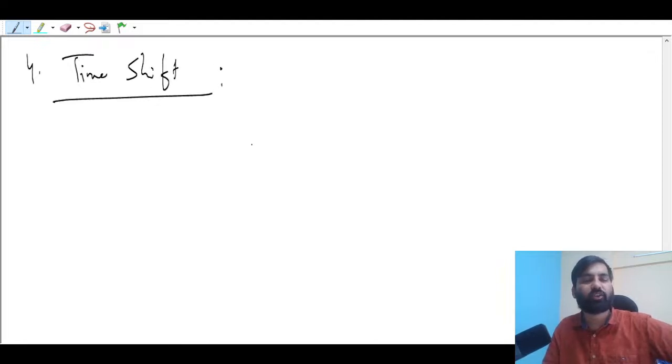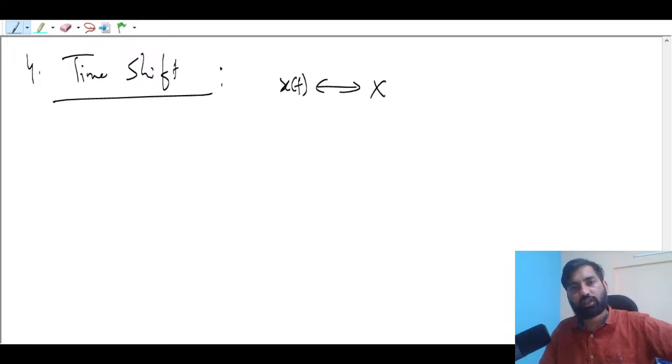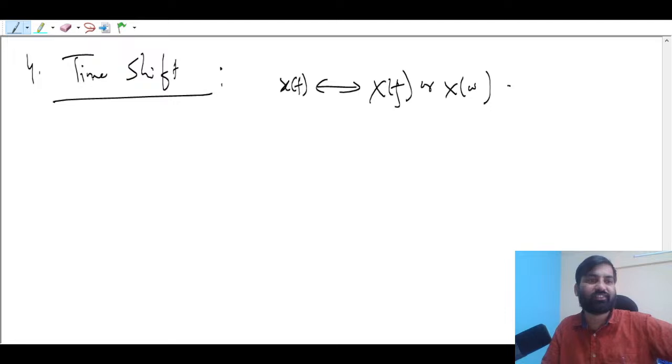Time shift का मतलब क्या होता है? Remember this. Time shift means you are shifting in the time domain. Suppose x(t) has the Fourier transform X(f) or X(omega). Remember, time shift in the time domain corresponds to phase shift in the frequency domain, right?